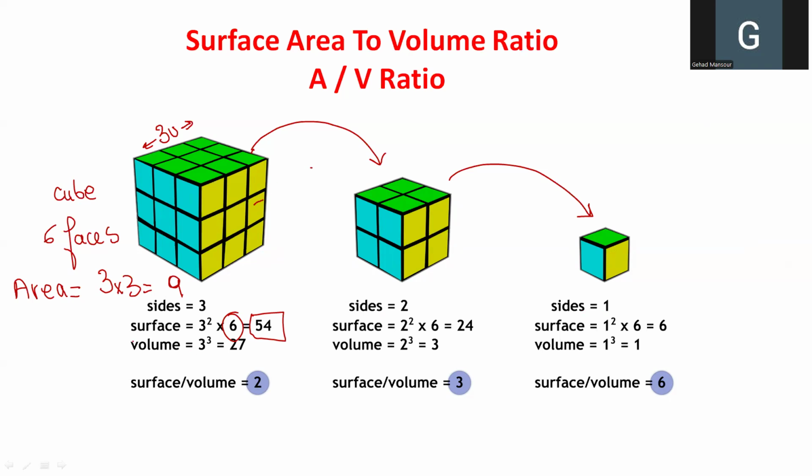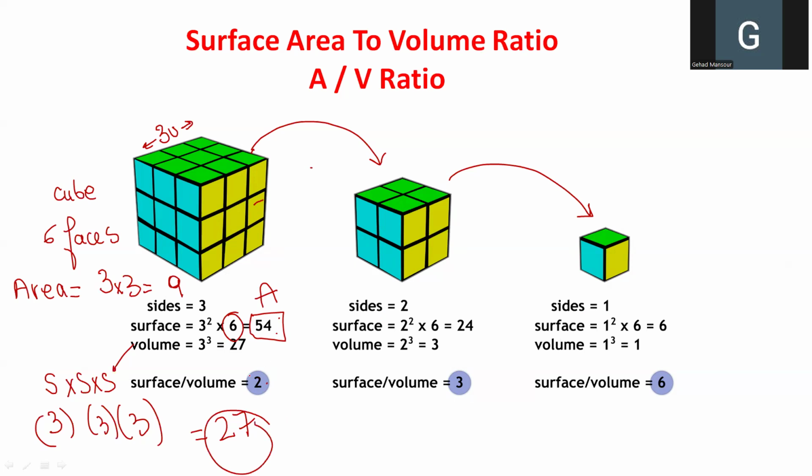But the volume is not side by side. The volume is side by side by side, meaning 3 by 3 by 3, which is 27. If you divide the area, which is 54, by the volume, which is 27, you obtain the surface area to volume ratio, which is 2. But if the side is 2, then 2 by 2 makes 4. This is the surface area of one face. 4 by 6 faces gives rise to 24. So this is the total area, whereas the volume is 2 by 2 by 2, side by side by side, which is 8.